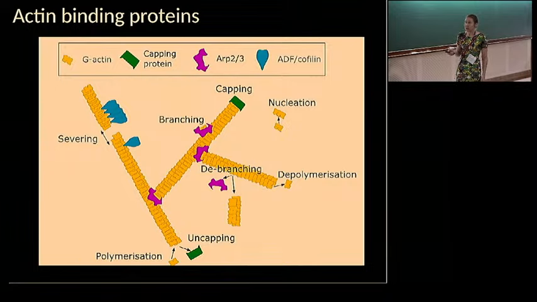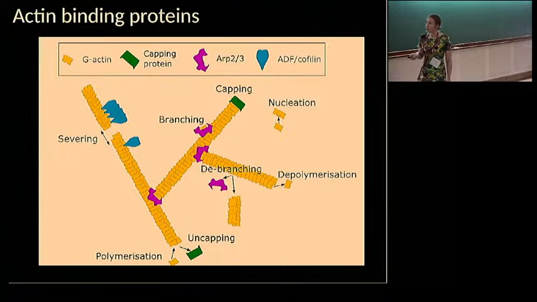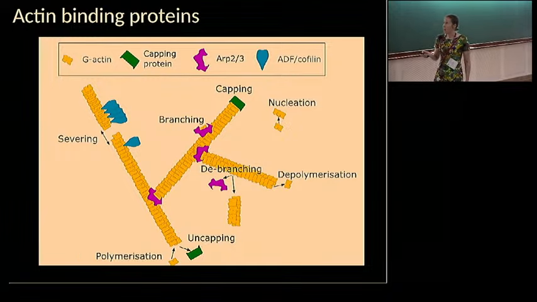In particular, the pink ones here are called ARP23, and they nucleate branches off an existing filament. So you have an existing filament here in yellow, and then you get a new branch forming. And that turns out to be important in the story that I'm talking about. But you get all of these different proteins that control and change the dynamics of the network.